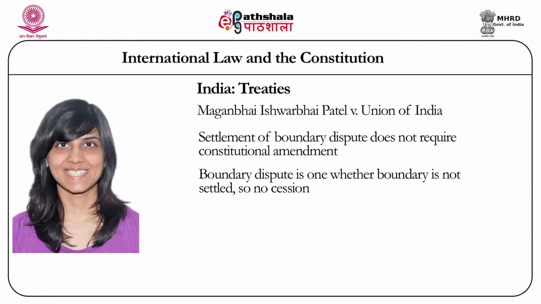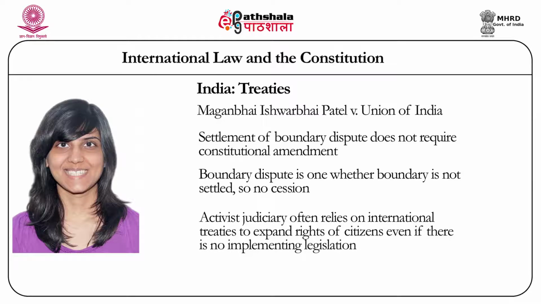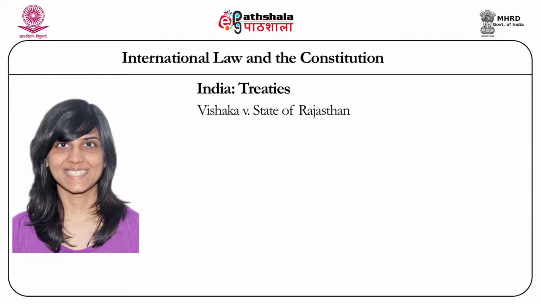While the position of law is that implementing legislation is required in order to implement treaties that affect the rights of citizens, the activist nature of the Indian judiciary has meant that courts in India have often relied on international treaties in order to expand the rights of citizens, even when there is no implementing legislation in place. There are two cases that illustrate this position. The first is Vishaka versus State of Rajasthan. Vishaka dealt with a writ petition which was filed by activists after the gang rape of a social worker in Rajasthan.